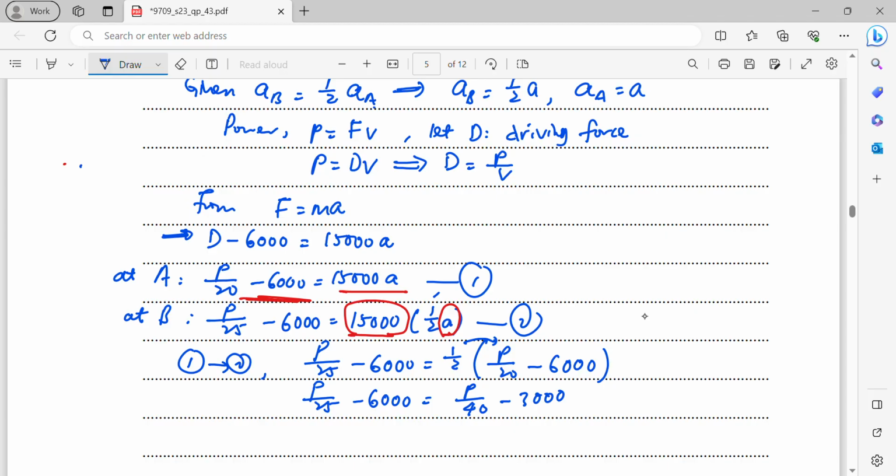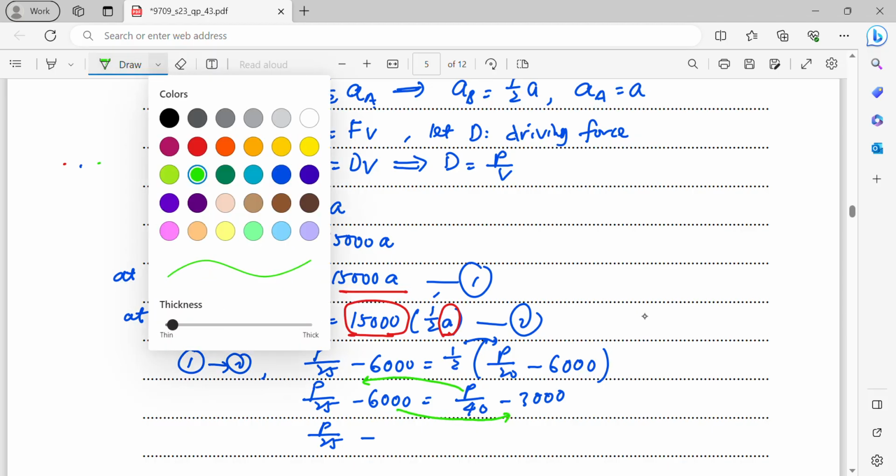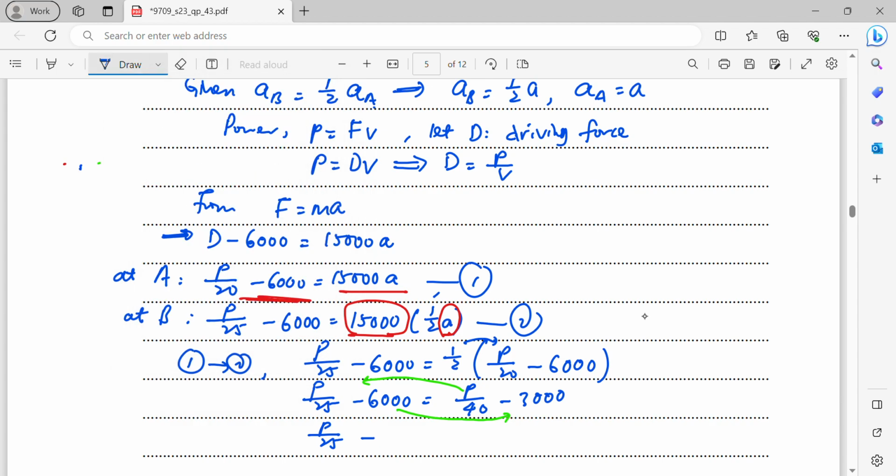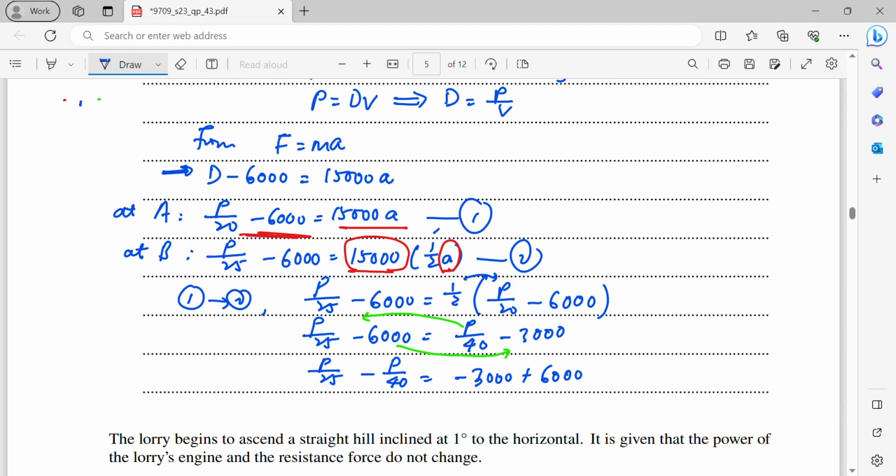So I will group all the P on the left hand side and the rest move to the right side. Now P over 25 minus P over 40 will be negative 3,000 plus 6,000. Then the left hand side, P over 25 minus P over 40, will be 3 over 200 P. Then the right hand side will be 3,000. Therefore my P is going to be 3,000 multiplied with 200 over 3.